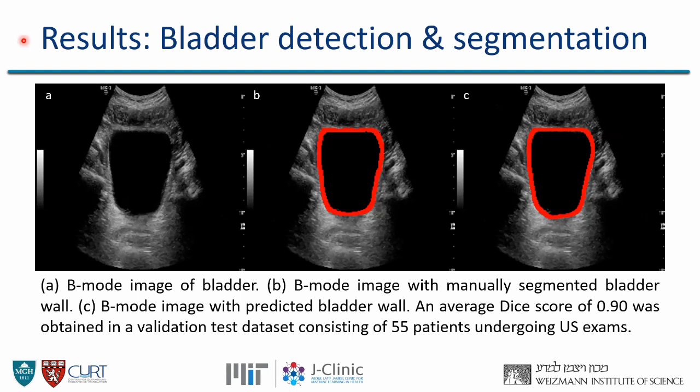This slide shows the results for bladder detection and segmentation algorithm. The anechoic region present in the image shows the presence of urine, and the hyperechoic region surrounding the anechoic region is the bladder wall. Figure B shows the ground truth bladder wall as annotated by the physicians. Figure C shows the predicted output of the algorithm, and we can see that it is at par with the physician's predictions. An average dice score of 0.90 was obtained in validation test set consisting of 55 patients undergoing the ultrasound exam.